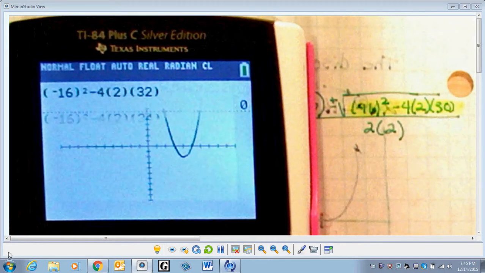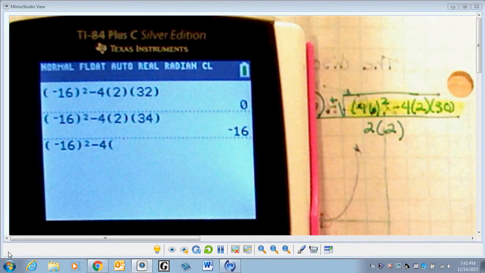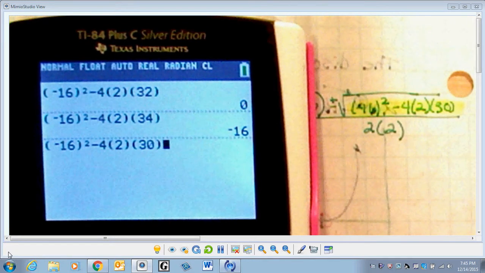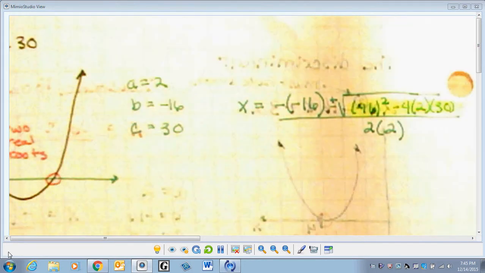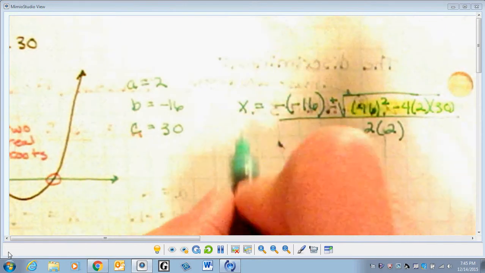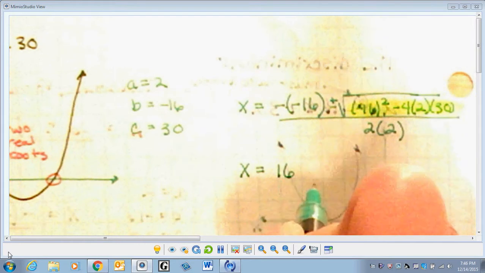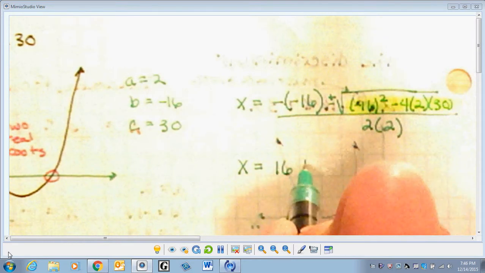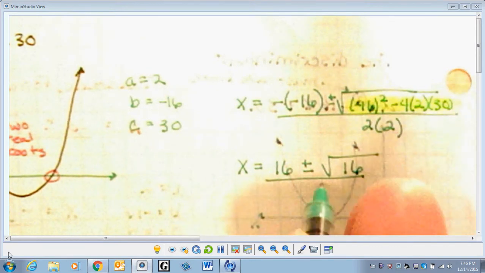Okay, so let's look in our calculator and let's put that one in. This is our last one. Negative 16 squared minus 4 times 2 times 30. Okay, and we get positive 16 that time. So that means I have x equals a negative times a negative is a positive, so that's 16, plus or minus the square root of positive 16 all over 4.